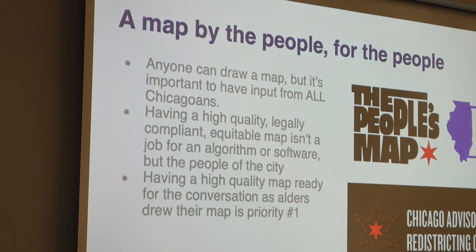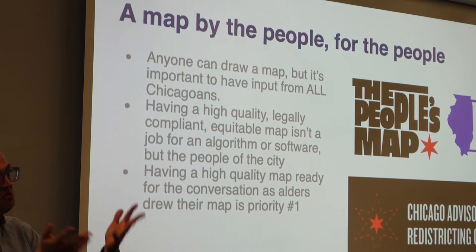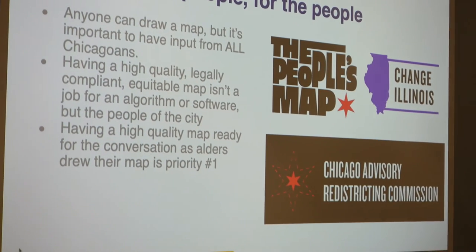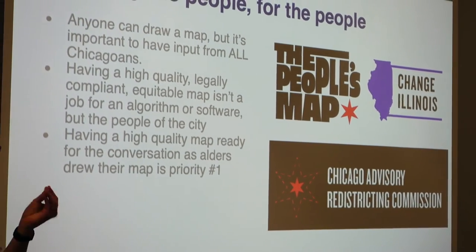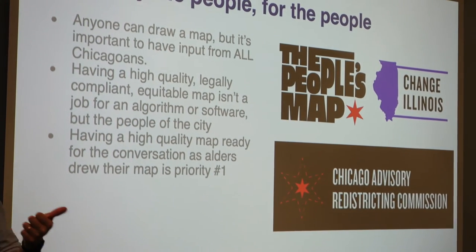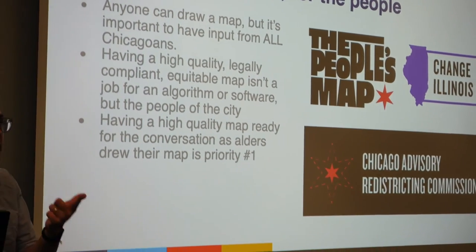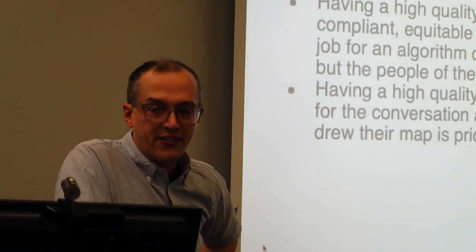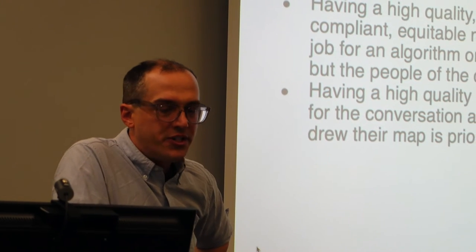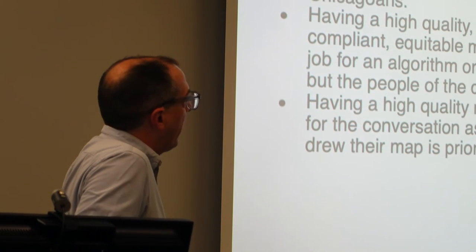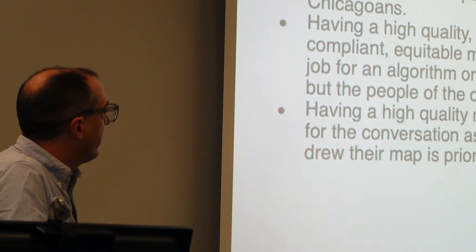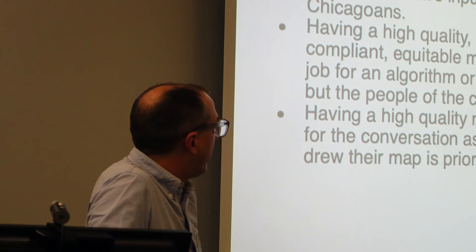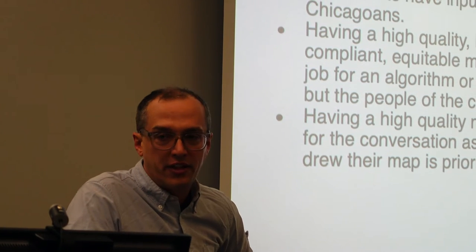And so having a high quality map ready for city council to potentially consider as part of their process was very important here. Just to have it there, because nobody else is going to do it for us, we have to do it ourselves. And that does give us the opportunity to be part of that conversation. So how does one come up with a high quality ward map that is equitable, legally compliant, and is actually there and ready to go?